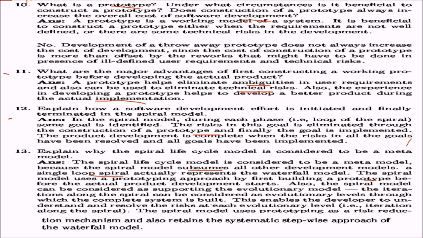And the spiral model is supporting evolutionary model also, because you have iterations along the spiral, which can be considered as evolutionary levels through which the complete system is built. And this is going to enable the developer to understand and resolve the risk at each evolutionary level. This is called iteration along this spiral. And the spiral model uses prototyping as a risk reduction mechanism and also retains the systematic stepwise approach of waterfall model. So spiral model can be considered as an amalgamation of, or the extraction and feeding of the goodness or benefits of your evolutionary model, but with a feedback from your prototype model and the iterative waterfall model.